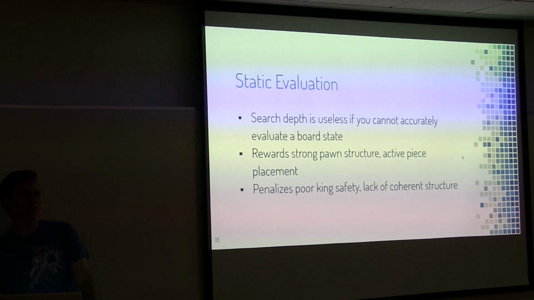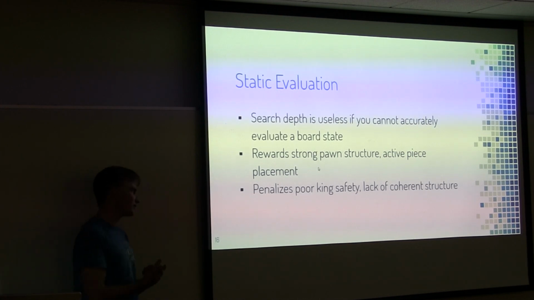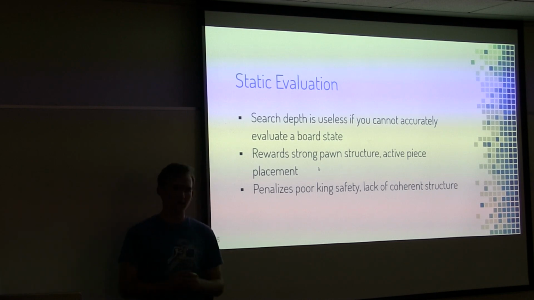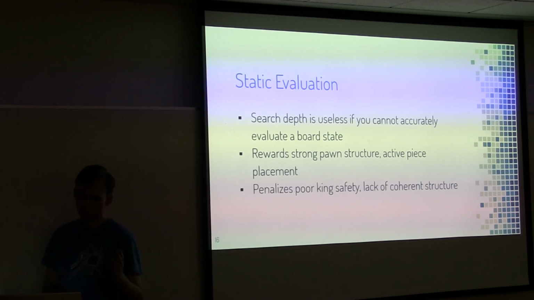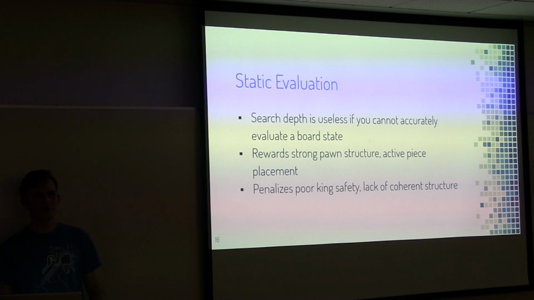It doesn't matter how deep you can search if you can't actually tell when you're better in a situation, right? So static evaluation is very important to actually gauging whether or not you're winning in a certain game state. There are many techniques to statically look at a board state and decide, oh, white's better, black's better. Some general principles are to reward strong pawn structure, active piece placement, and penalize if your king's out in the open, things like that. So these are just ways to try and look at a board state and decide who's better.